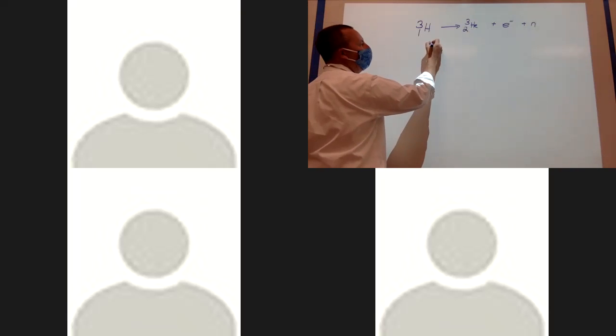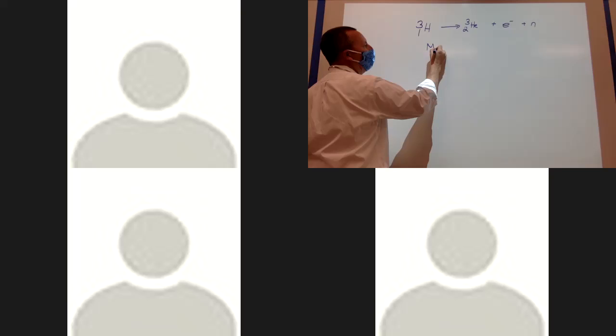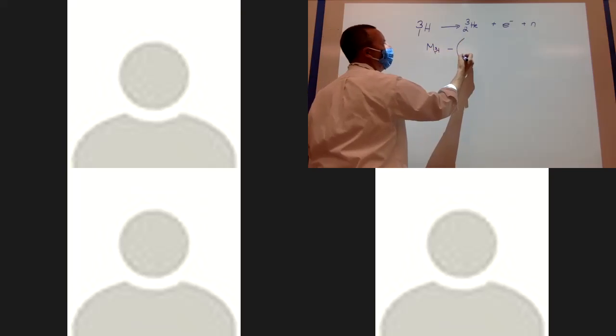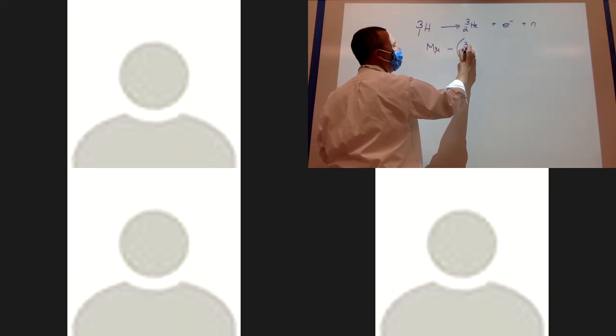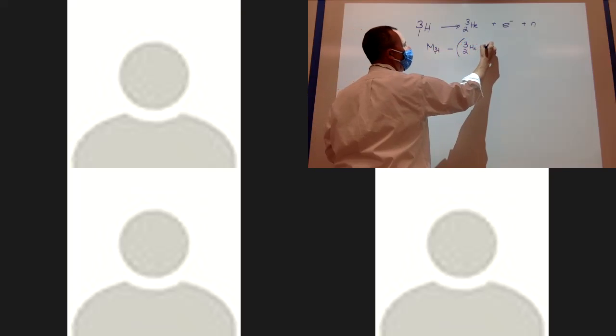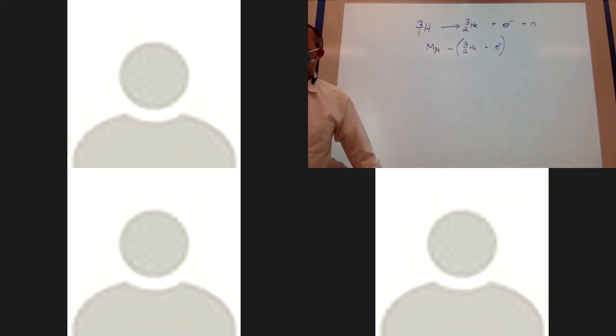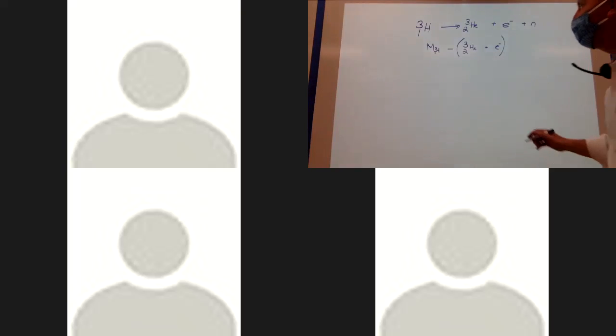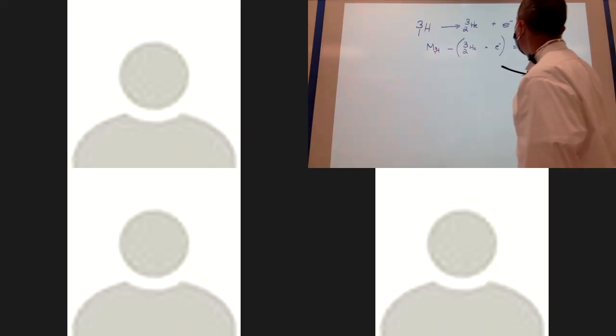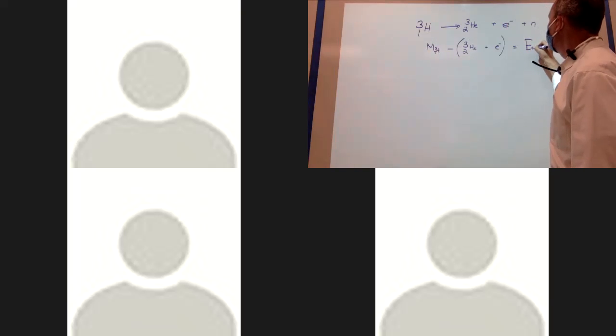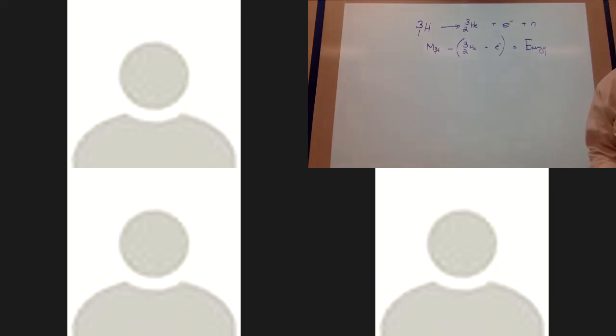So our energy would be, right, the mass of our tritium minus the mass of our helium atom plus the electron. All right. That's going to be equal to our energy. Good. That's what we got conceptually. So now we just have to look up those masses.